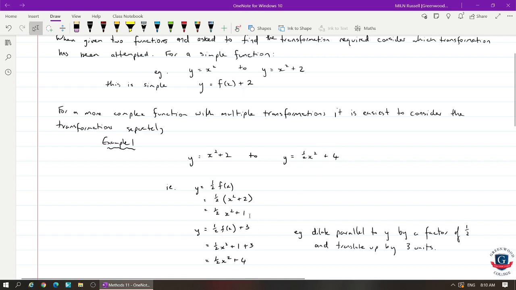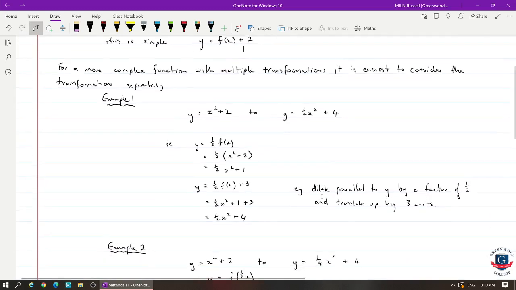So this is our transformation, and now we've arrived at the function that we want to get to. So we started here, we ended up there, and we describe this transformation as a dilation parallel to y by a factor of a half. That's this value here. And we translate it up by 3 units. That's this here.